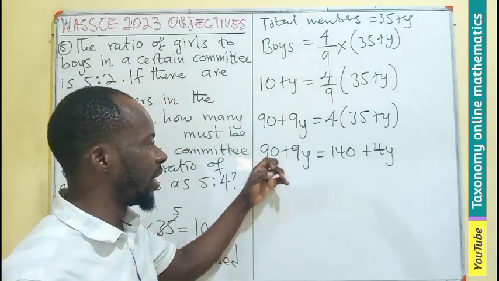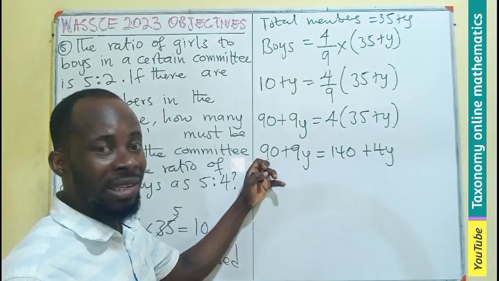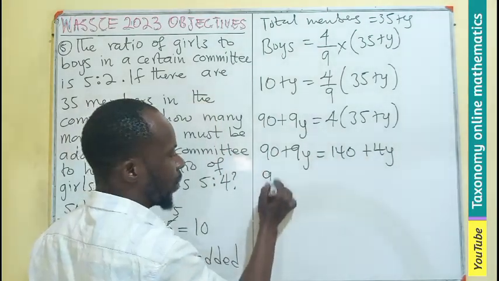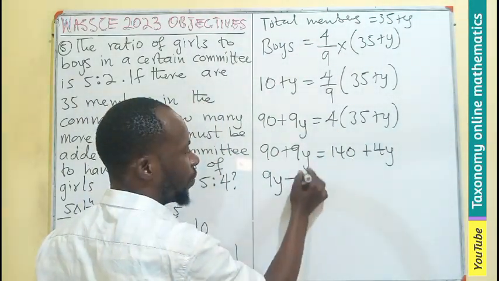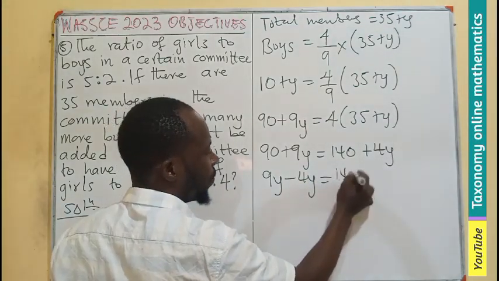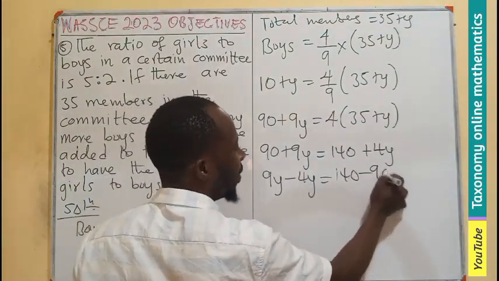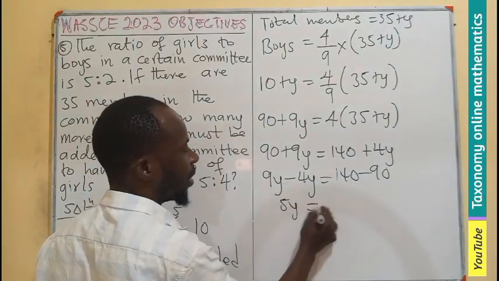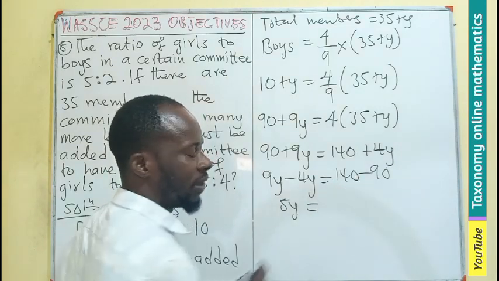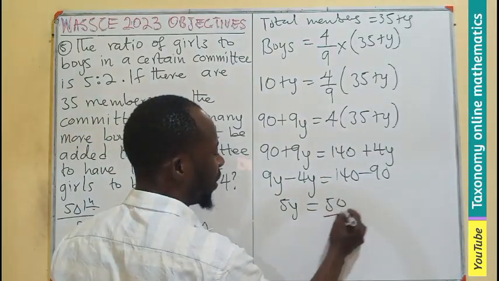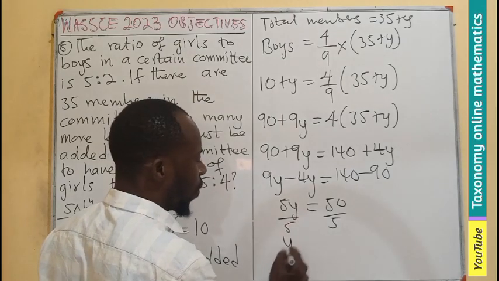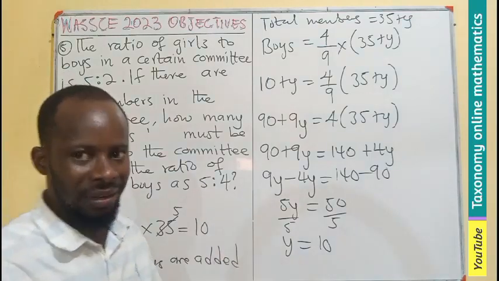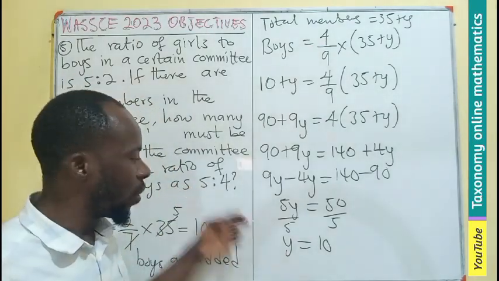I can see that if I bring 140 here, I will get negative. So let me bring the 4y to this side. So 9y positive becomes 9y minus 4y, and positive 140 becomes negative 90 on the other side. Fast forward: 9 minus 4 is 5y. 140 minus 90 gives 50, divided by 5. y is going to be 10, meaning the number of boys that need to be added for the ratio to become 5:4 is 10.